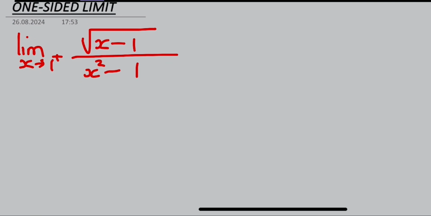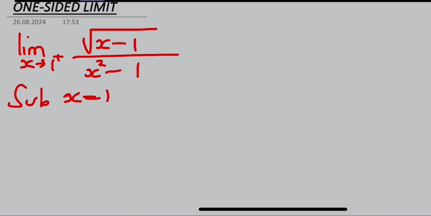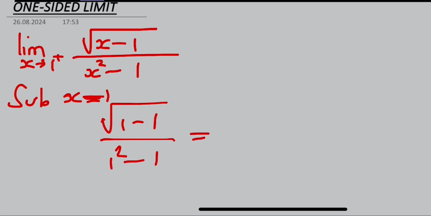Now, if x is slightly greater than 1, what about if we substitute exactly x equal to 1? If we substitute x equal to 1, this will be the square root of 1 minus 1 divided by 1 squared minus 1, which is going to be giving you 0 over 0. So that is indeterminate. We don't want that, right? We're getting rid of it. So this is not right. So what's the right way then?